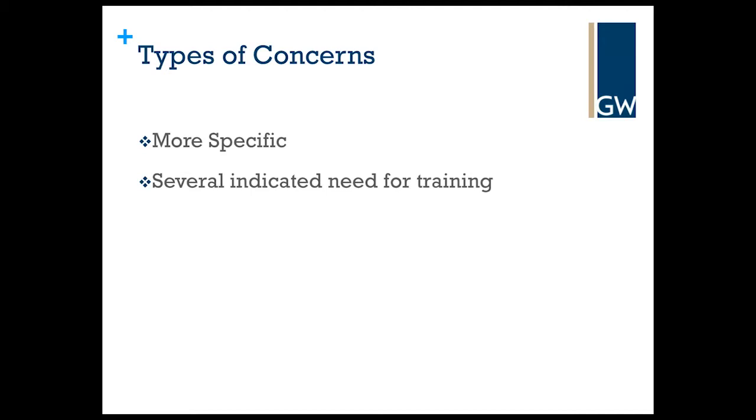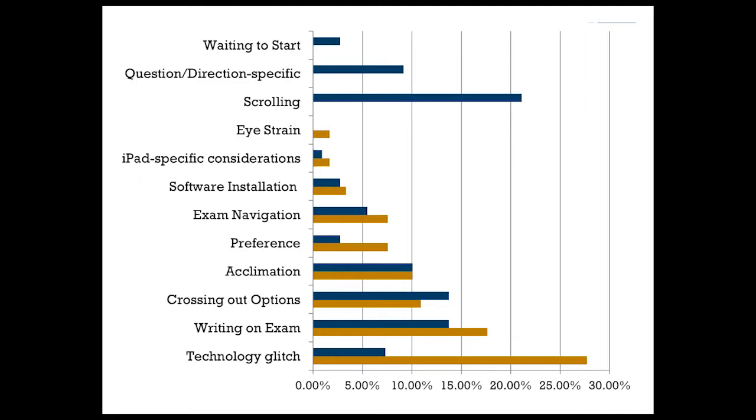This graph shows the pre-pilot concerns in gold, and the post-pilot concerns are shown in blue. And you can see that the concerns down here at the bottom for technology glitches dropped off dramatically to less than 10% once the students had been through the quiz. We also see up at the top that we've picked up some new concerns. Waiting to start, as I mentioned before, was mentioned as a concern by a little less than 5% of the students.